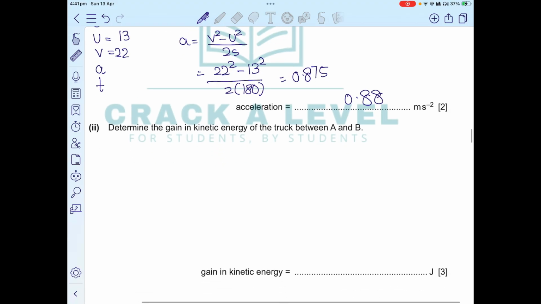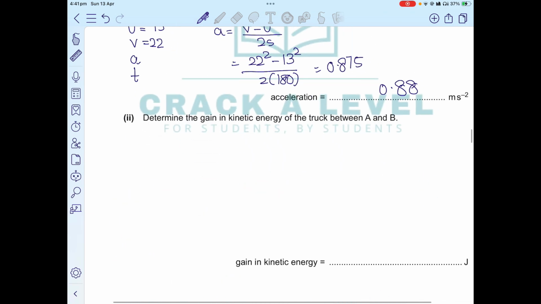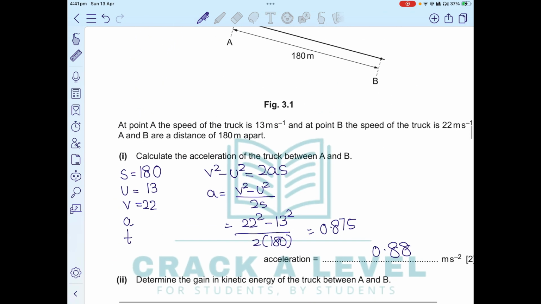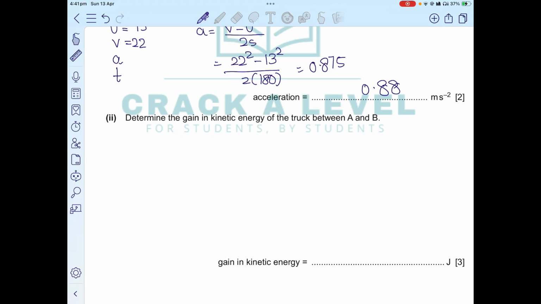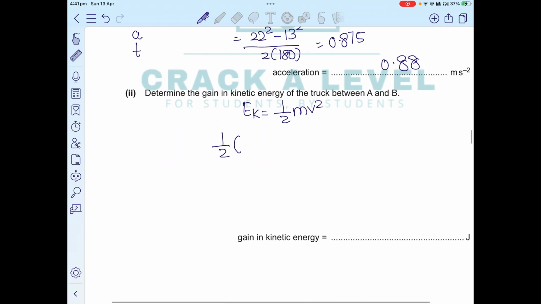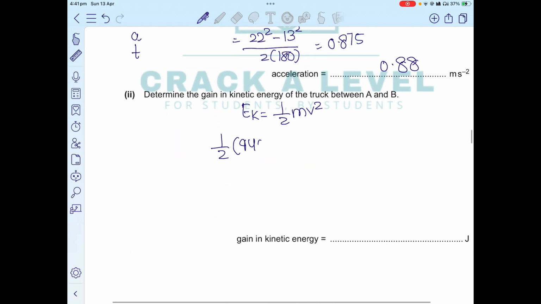Determine the gain in the kinetic energy of the truck between A and B. Now we know the formula, so basically because they're at different speeds, we just need to calculate the difference in the kinetic energy. So the energy in the form of kinetic energy is given by half into mv squared. When you do half of the mass of the truck, which is 9,400, into the velocity squared.